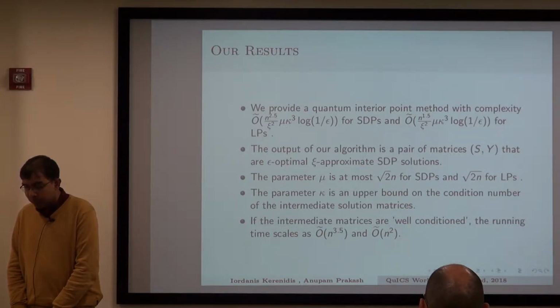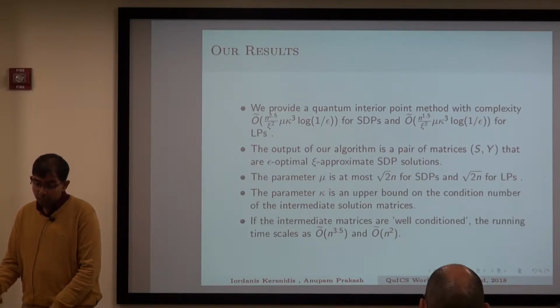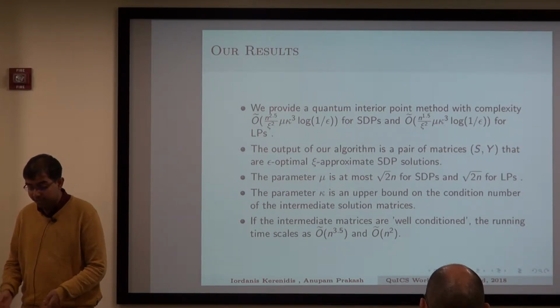This factor mu comes from linear system solvers. It comes from quantum linear system solvers. In the case of SDPs, we need to solve very large linear systems which are n squared by n squared in size. And this factor mu is the square root of the dimension of the system being solved. So it is at most square root 2n for the SDPs.